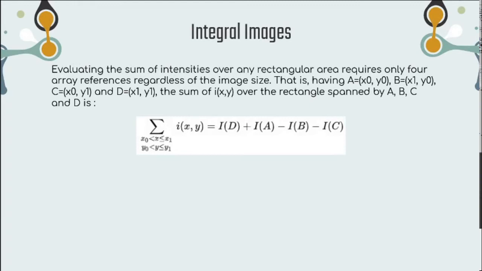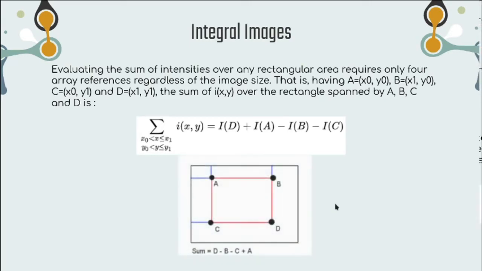Evaluating the sum of the intensities over a rectangular area requires only 4 array references regardless of the size of the image, that is A, B, C and D. Normally, summing up all the pixels in the given region will take at least order of n squared time, but using the power of the integral image, this can be computed in 3 operations, which is constant time for any given region.